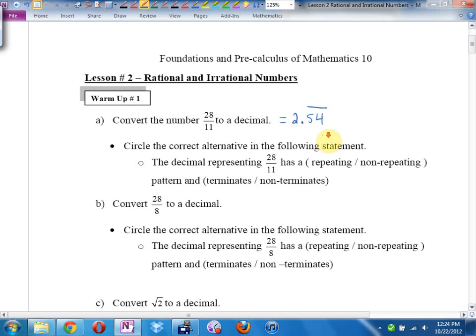So circle the correct alternative in the following statement. This decimal representing 28/11 has a repeating or non-repeating pattern. Let's circle that. And terminates or non-terminates. I haven't told you what the word terminates means, but maybe from the movie Terminator you might have a good understanding. It stops or ends, terminates, right? So this one here is non-terminating. It continues going forever and ever and ever.